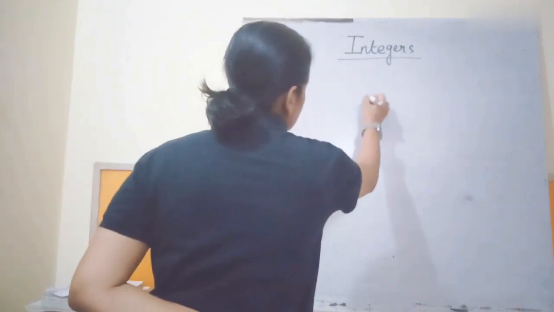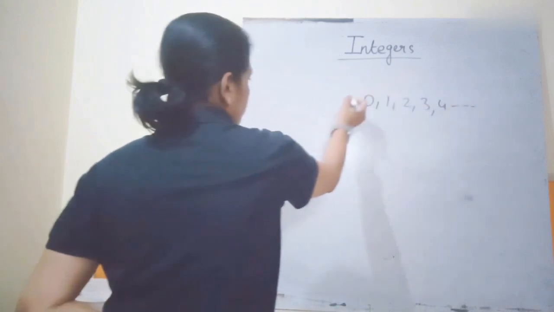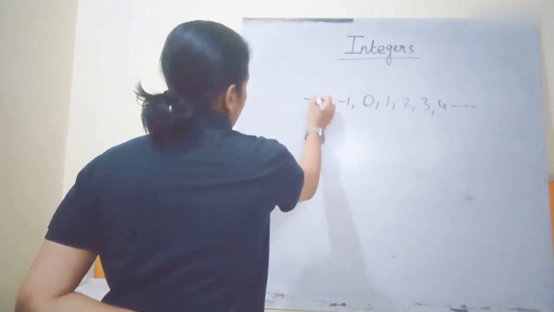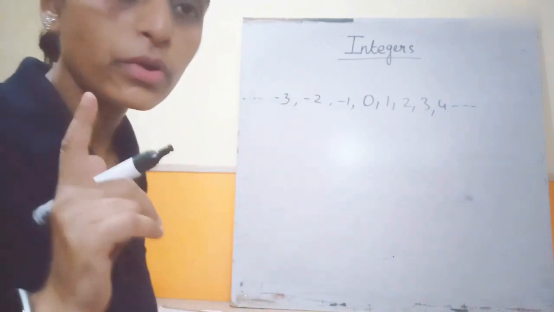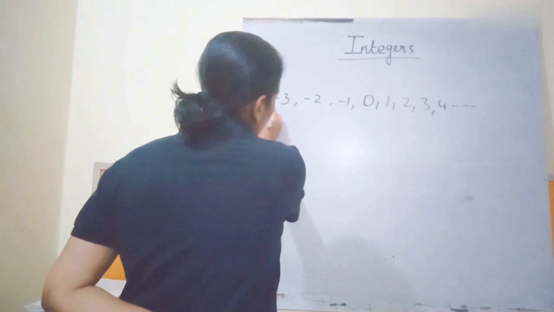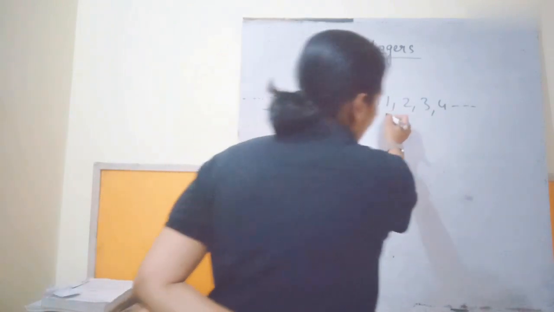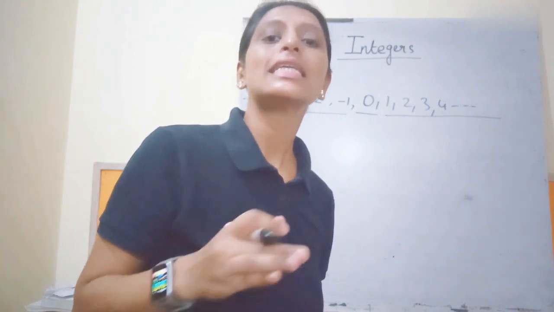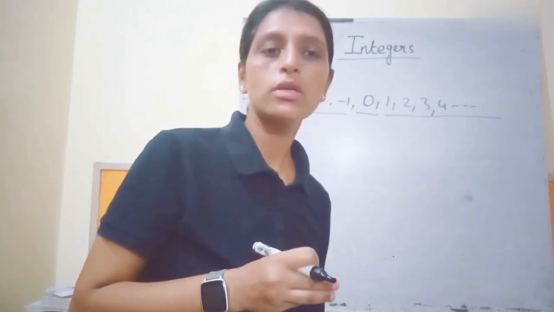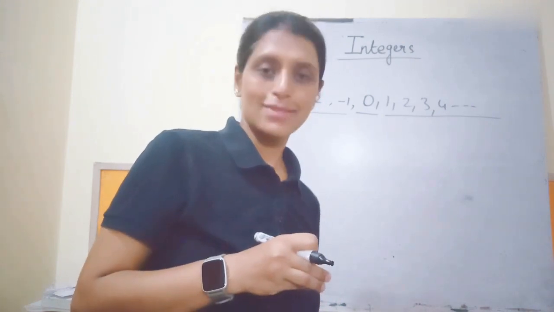Like 0, 1, 2, 3 and so on. Then -1, -2, -3 and so on. Okay? So all this negative along with 0 and all these positive numbers, they are all called as integers. So integers are what? All those positive and the negative numbers along with 0.